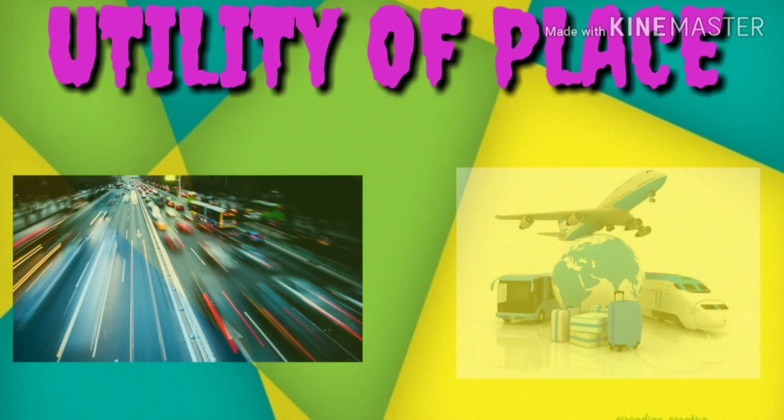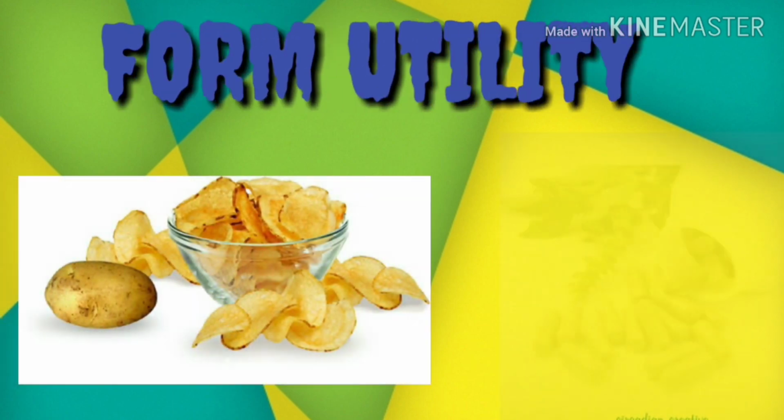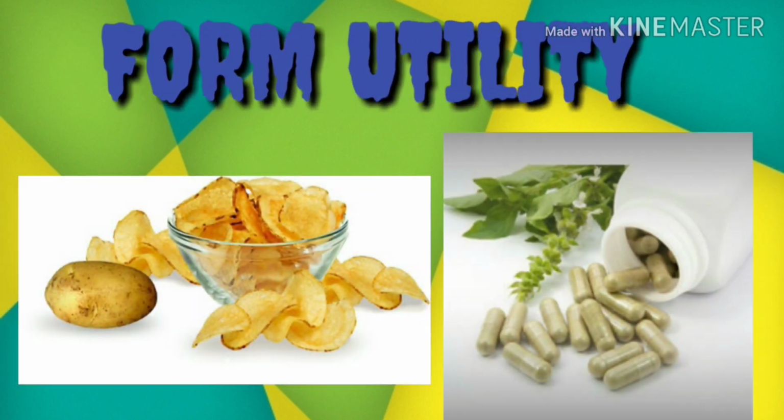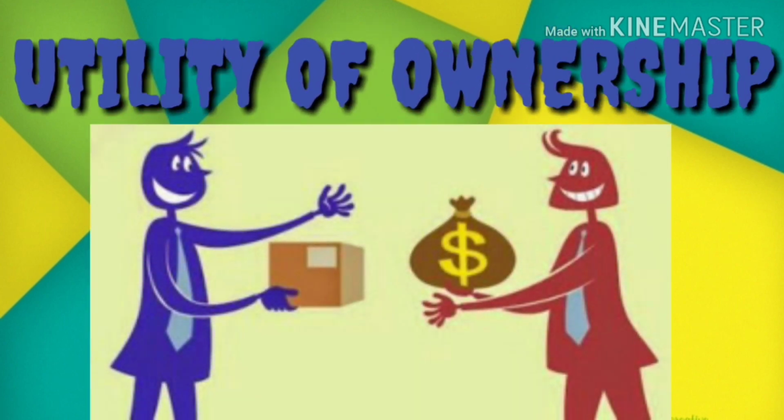Utility of place is created by carrying goods from the place of production to the place of consumption. Utility of form is created by changing their size or form. Utility of time is created by storing them in godowns. And utility of ownership is created by purchase and their sale.